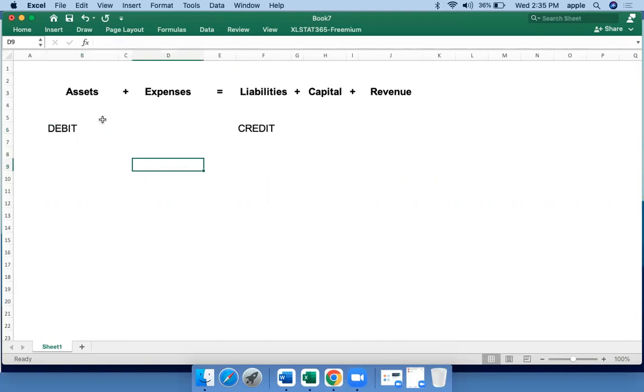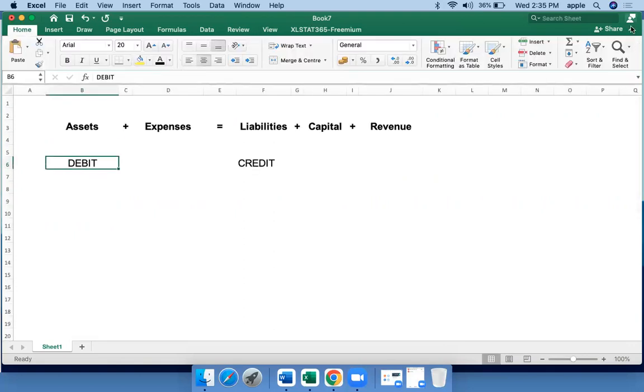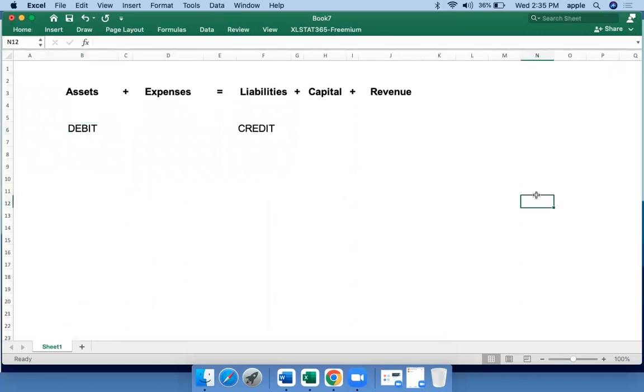Yep. And whenever there is an increase in assets and expenses, we go to the left, so it's a debit. An increase in assets and expenses means we will always debit, right? And a decrease in assets and expenses means credit. The opposite side we have to do.